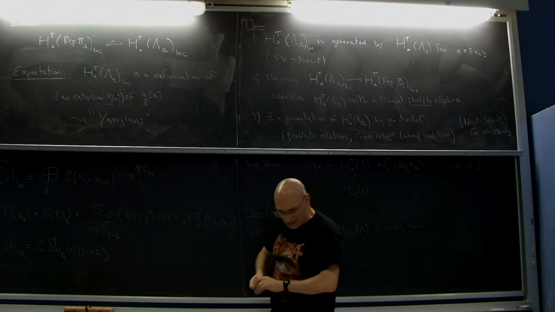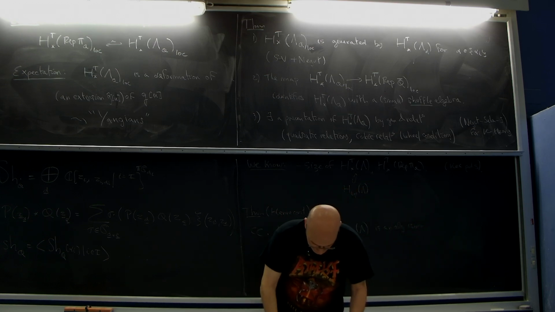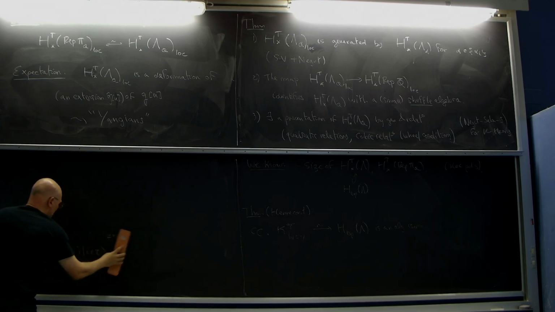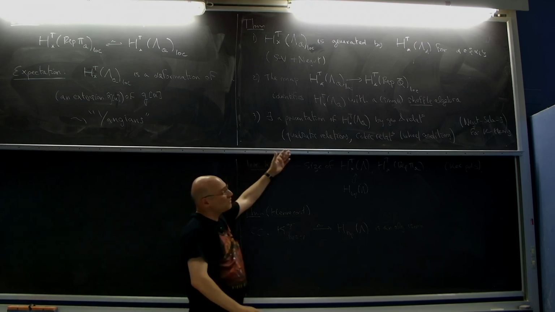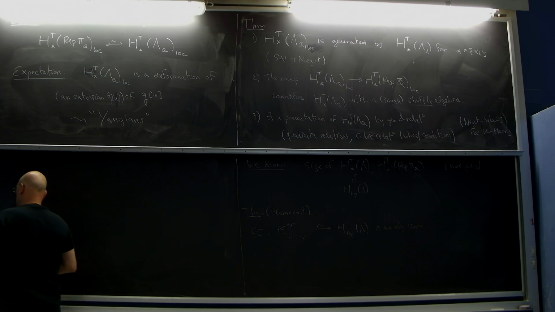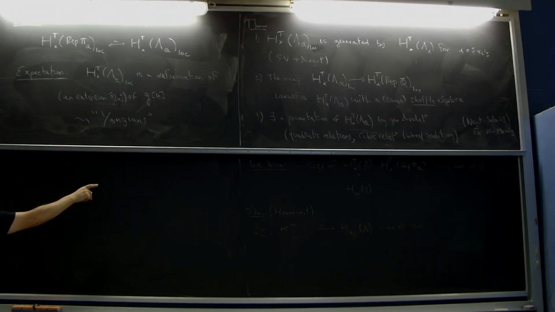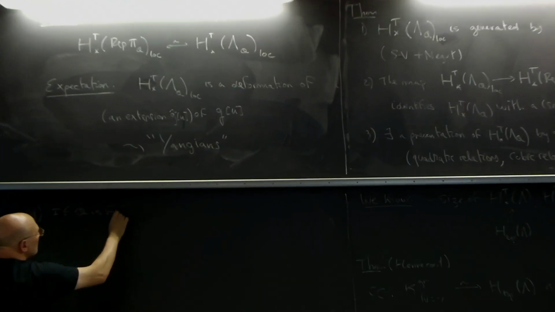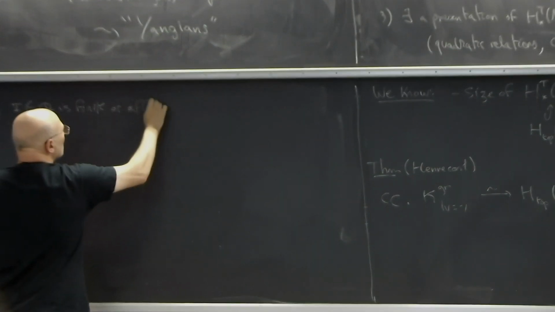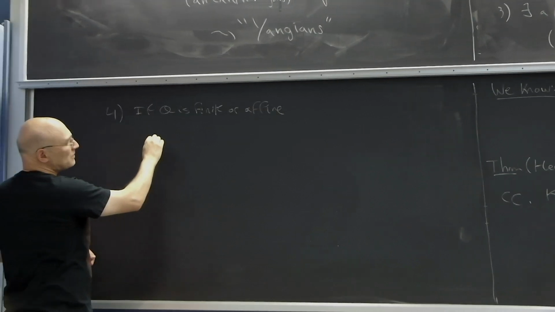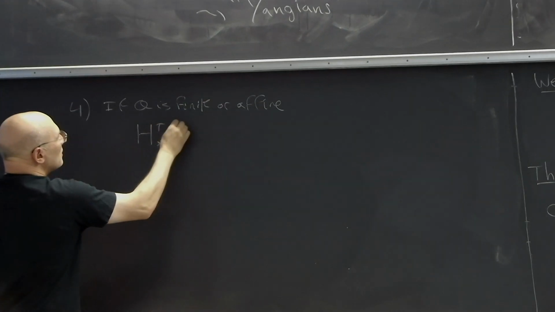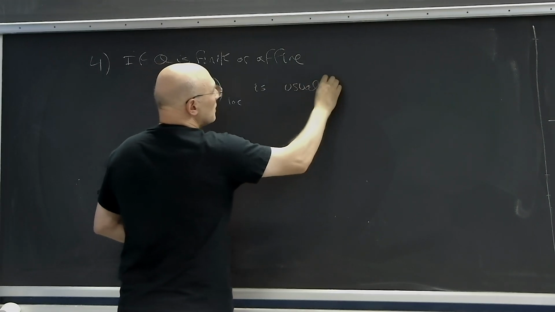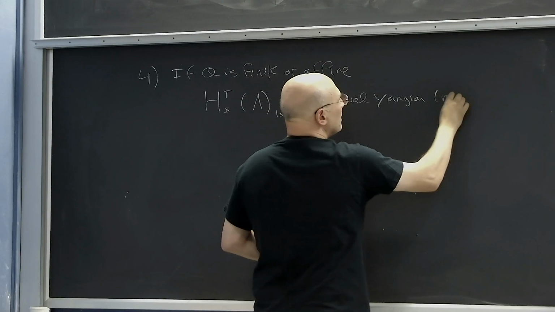Okay, so that's what we know, and also maybe I should say, it is concrete, but it's hard to work with these algebras. And also I should continue the theorem. So I just erased it. Okay, so if Q is finite or affine, then in these cases it is known that H star T lambda log is the usual Yangian, respectively the affine Yangian.